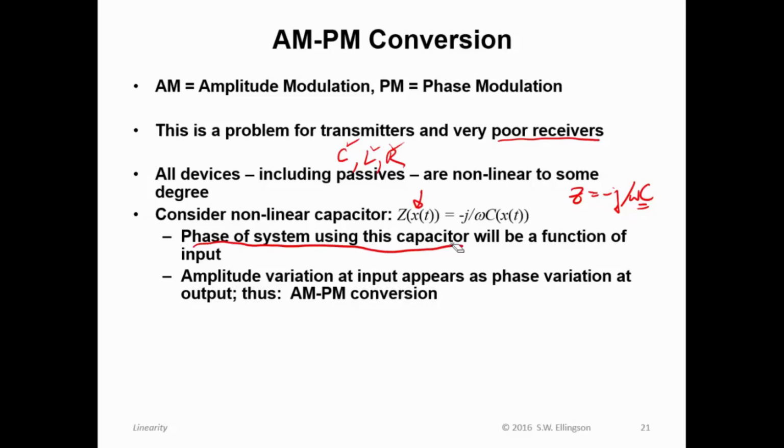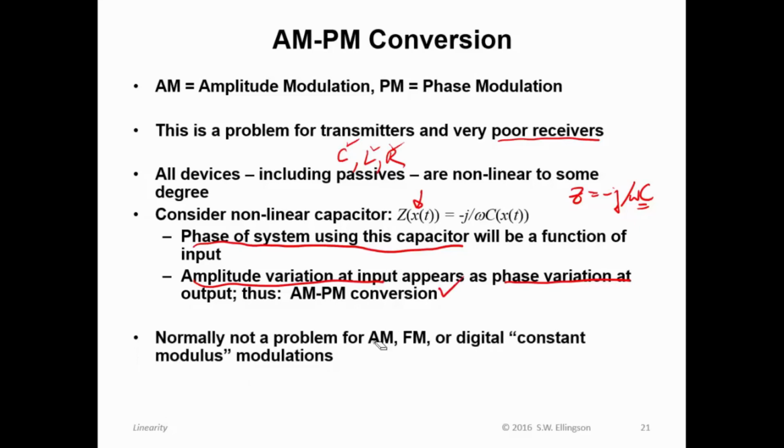So now the whole system response has a phase which is varying with the magnitude of the input. So if the magnitude of the input is high, the phase of the system has one value. If the magnitude of the input is low, the phase of the system has some other value. So what we see here is that amplitude variation at the input appears as phase variation at the output. And this is what we mean by AM to PM conversion.